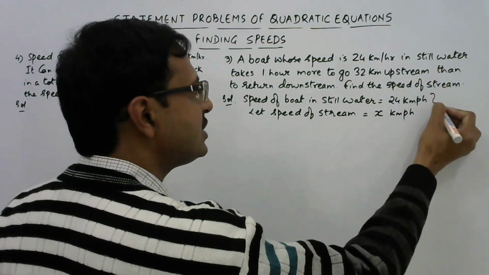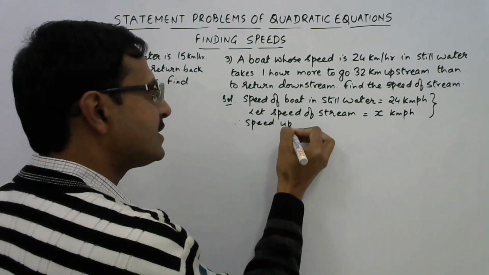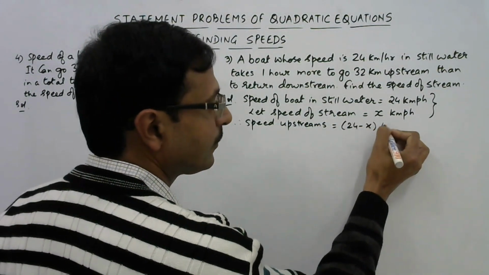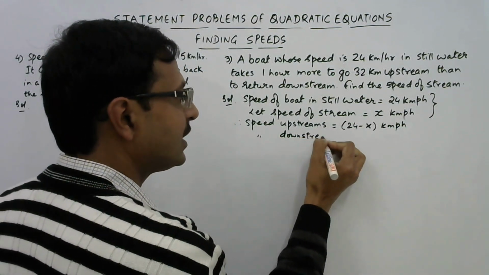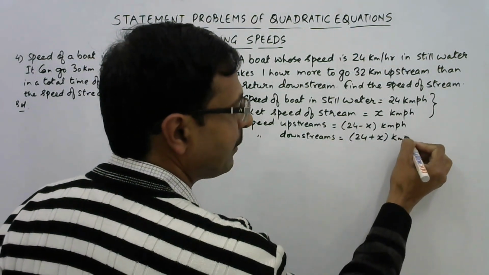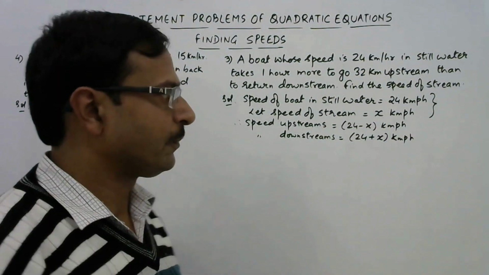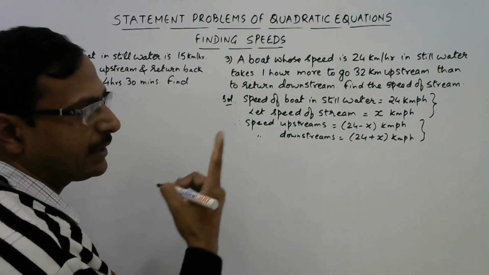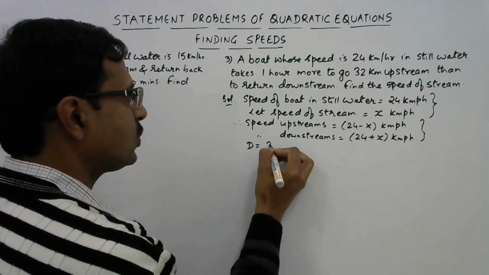So once you know these two speeds, we can calculate the speed upstream, which is the difference of these two, 24 minus x, and the speed downstream, which is the sum of these two, that is 24 plus x. Remember, speed of boat in still water comes first and speed of stream comes later. Now these two speeds will be used for finding the required thing in the question, and the distance given here is 32 kilometers.